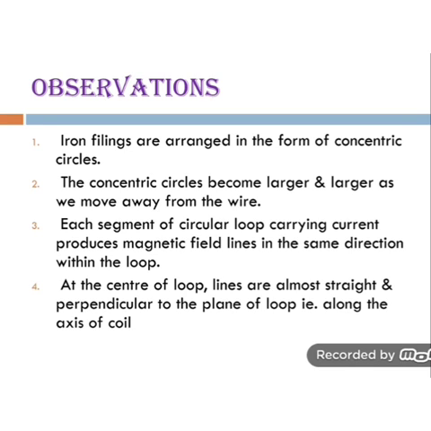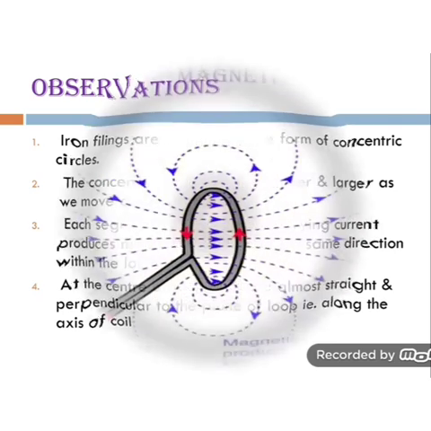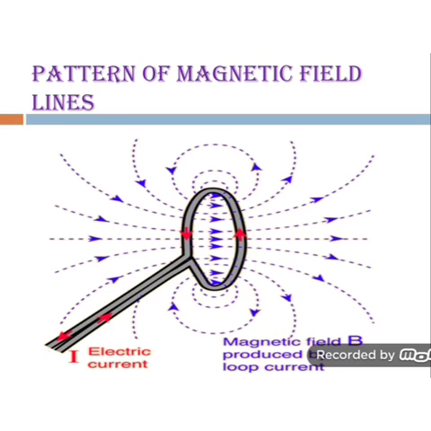Each segment of the circular loop carrying current produces magnetic field lines in the same direction within the loop. That is, on both sides of the wire you can see that the direction of the magnetic field lines will be the same. At the center of the loop the lines are almost straight. That is, it shows a uniform magnetic field at the center of the loop, and it is perpendicular to the plane of the loop. This is the pattern of the magnetic field lines.